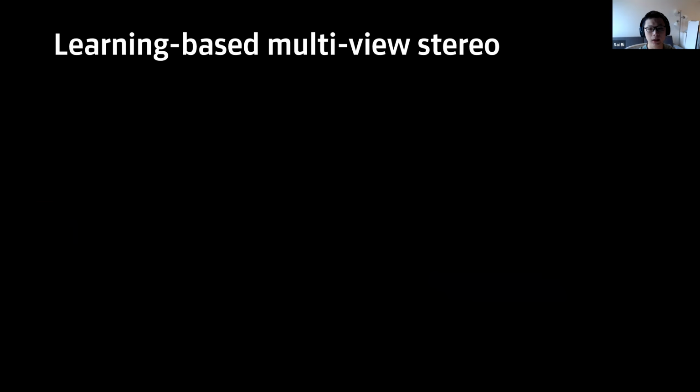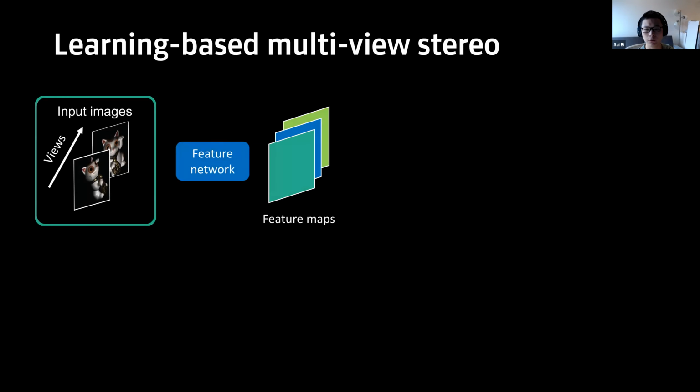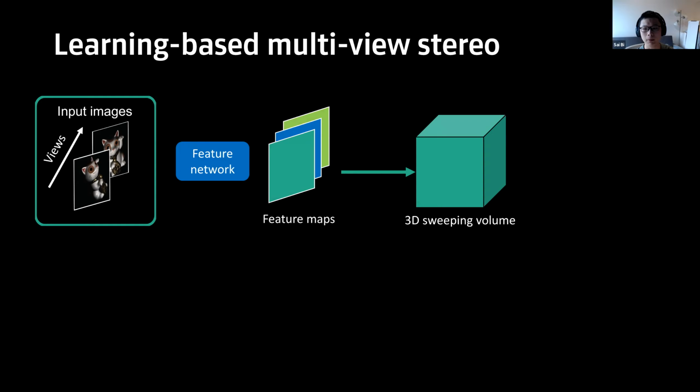Specifically, given 6 input images, we first extract a set of features for each input view. And then we build a 3D sweeping volume at the reference view by warping the feature maps of all views to a reference view using a prefixed set of depth levels.